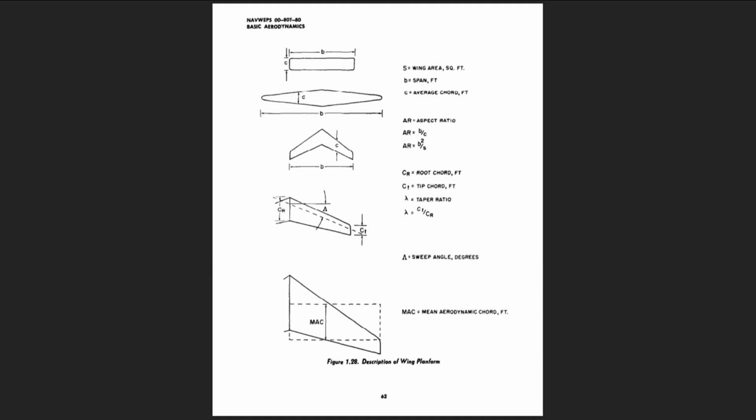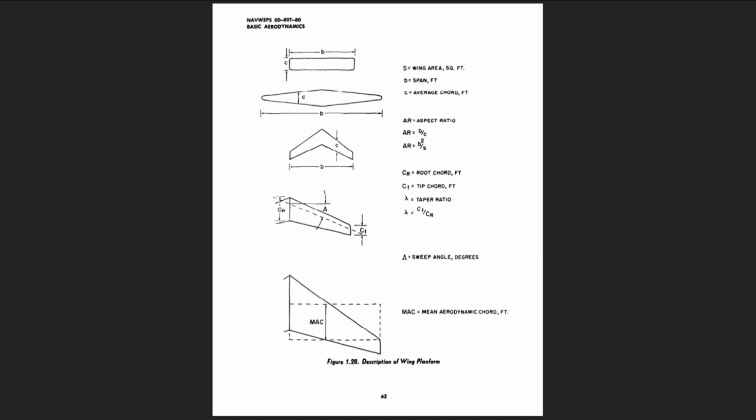0.0. 7. The sweep angle, capital lambda, is usually measured as the angle between the line of 25% chords and a perpendicular to the root chord. The sweep of a wing causes definite changes in compressibility, maximum lift, and stall characteristics.